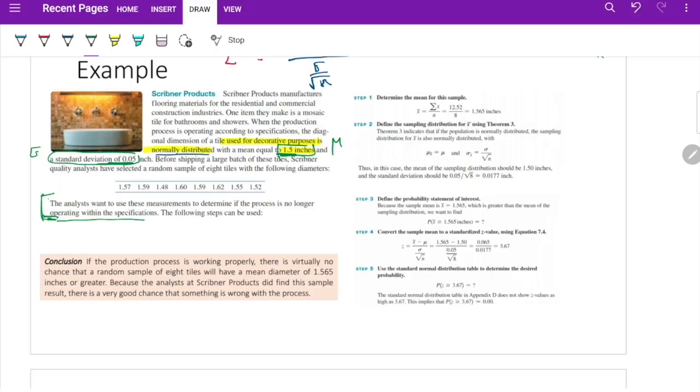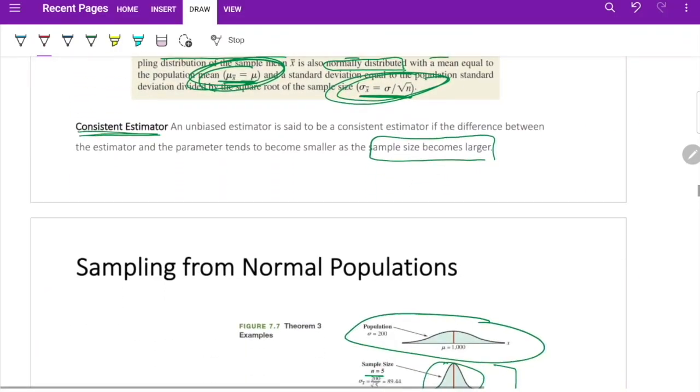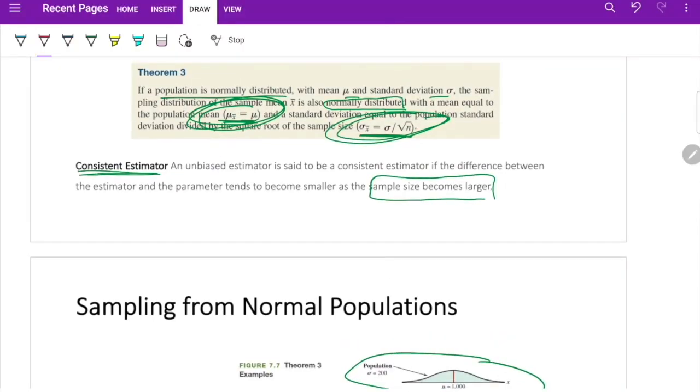So he took one sample, and after taking one sample, he found x bar. X bar is 1.5. Just find the average of these guys. Now, if you find the average of this sample, you'll get 1.565, right? After that, the question gives you a really priceless piece of information. It says the population is normally distributed, and we took only one sample. But because of theorem 3, if the population is normally distributed, then the mean of this sampling distribution is equal to the mean of the population.